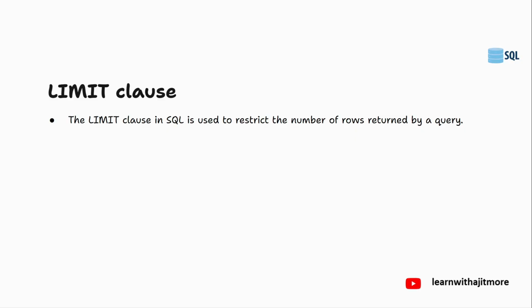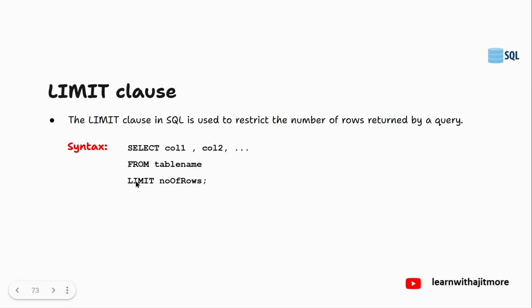Okay? And if you want to skip some records from the beginning and then limit the number of records, then you can use the offset clause also along with limit. See here, select, then the columns, or star, from table. Remember, after from you can have a where clause also. And after the where clause only you will put limit. And if the where clause is not there, then directly you can write limit. Okay, guys? Limit number of rows.